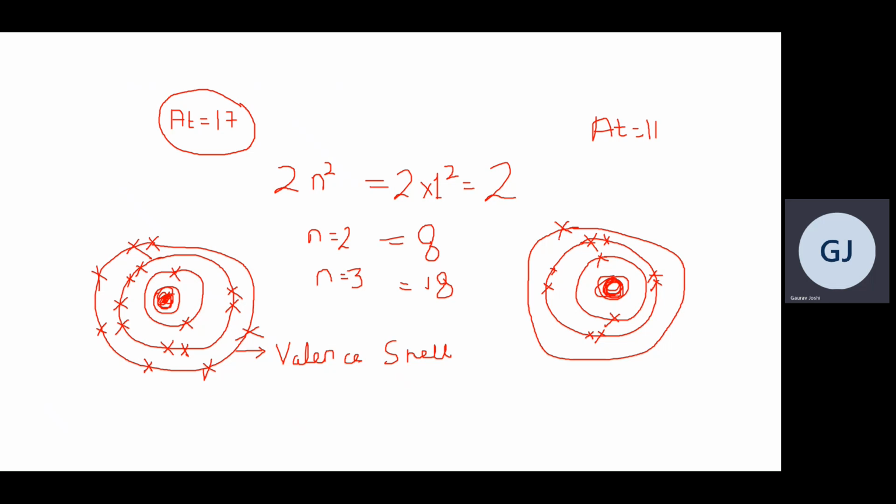So now if you look at this electronic configuration, how many electrons are we left with in the outermost cell, that is the valence cell? We are left with one electron, right? So this cell will be the valence cell and this one electron will be the valence electron. So this is the thing.